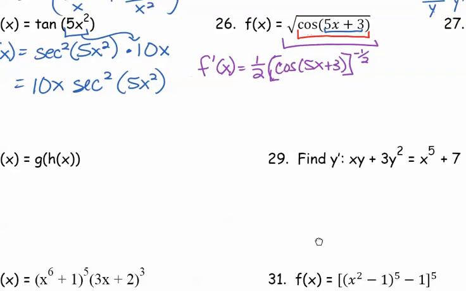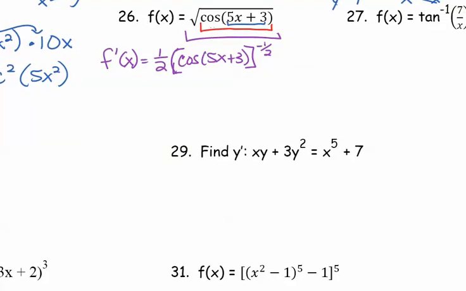Let me scroll again for some space. So now the derivative of cosine is negative sine. And I leave that linear function alone. And then I have to do that one more chain rule. And that's to do the derivative of the 5x plus 3 term. And that would just be a 5.